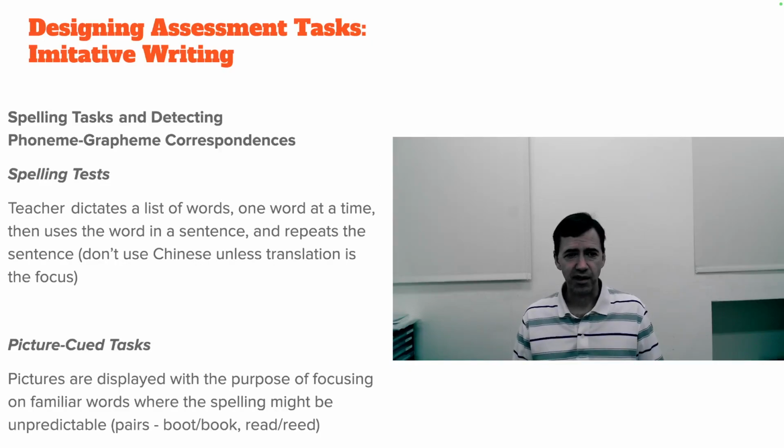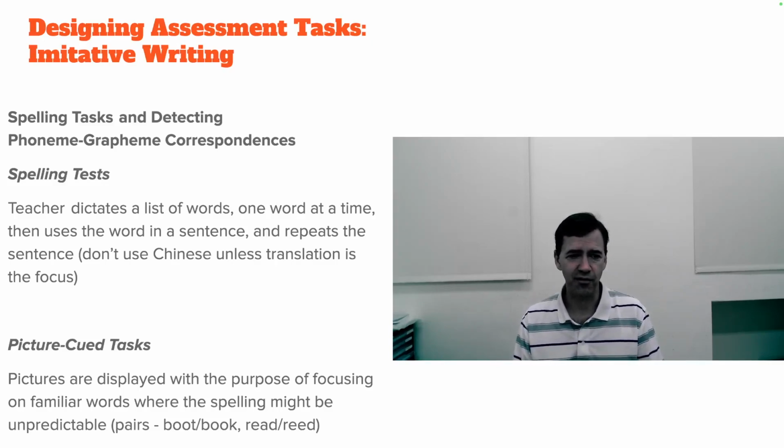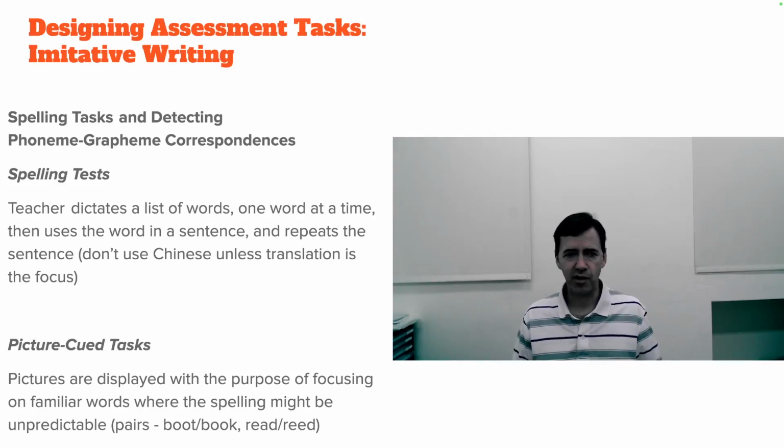Okay, next are spelling tasks and detecting phoneme grapheme correspondences. So we're still in imitative writing. Okay, so the first is spelling. Of course, everyone knows what a spelling test is. Just a couple notes I would like to make about spelling if you use it. So first you will dictate the word one at a time, and then use the word in a sentence and repeat your sentence. And you do this because you want students to know for sure what the word is. There's two things here. First of all, they might not catch the word. When you say words out of context, they're hard to understand.